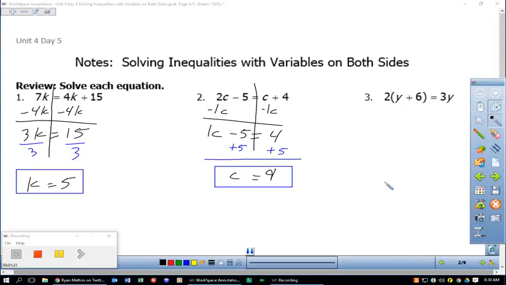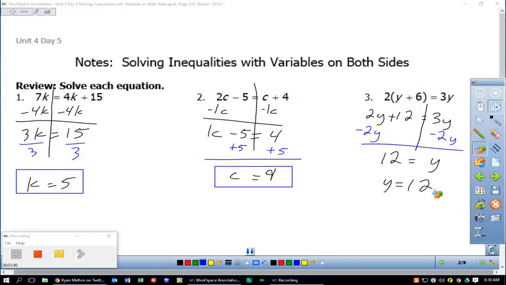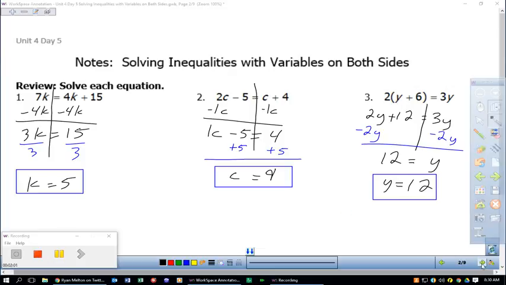Next, on number 3, we're going to have to distribute first. 2y plus 12 is 3y. Okay, that would be a good move. We can subtract 2y from both sides. That way we just have 1y equals 12. Awesome. Any questions on those first 3? Any questions at all?